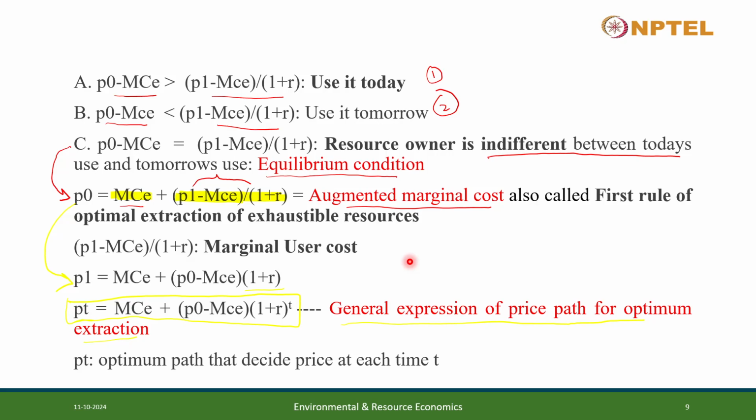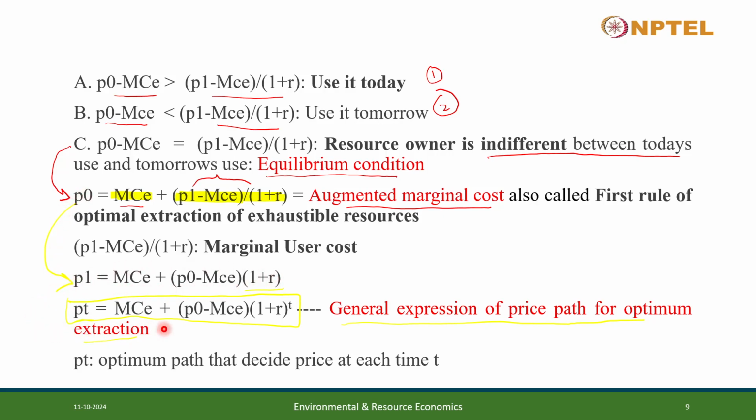Now from this equilibrium condition equation, we are deriving the value of P1, the price of the good at time 1. It will be equal to the marginal cost of extraction plus P0 minus MCE times 1 plus r. So you are taking all these terms to the left-hand side and deriving the price P1.